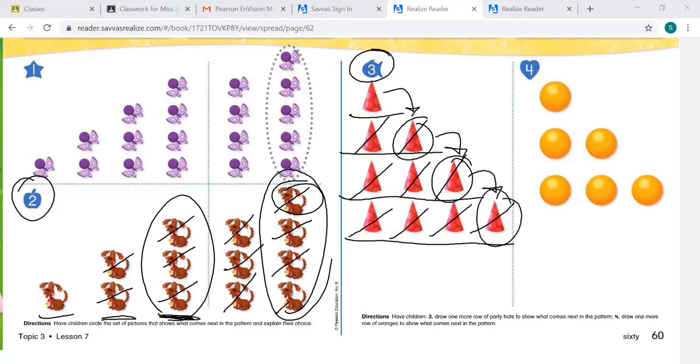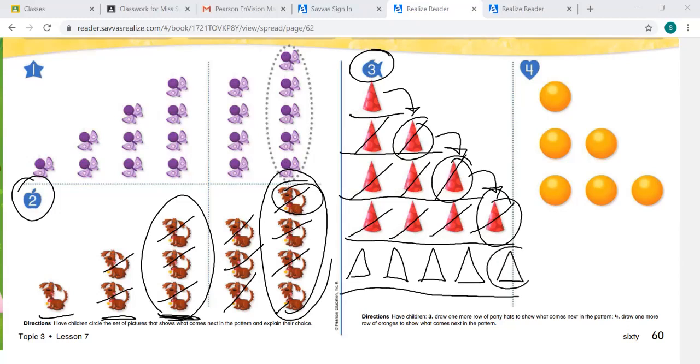So what do you predict down here? How many party hats are going to be in this last row? Here's 1, 2, 3, 4. Are there 4? 5, because we're going to add one more. So 5 party hats are in the next row.